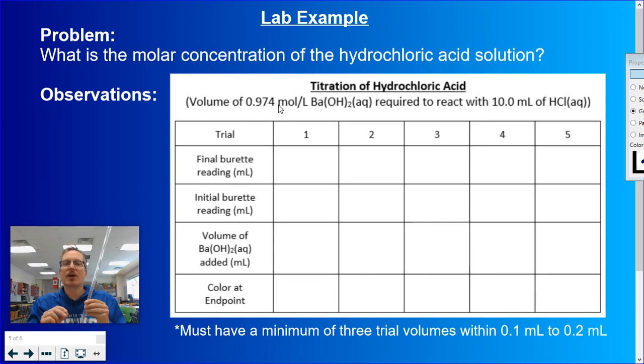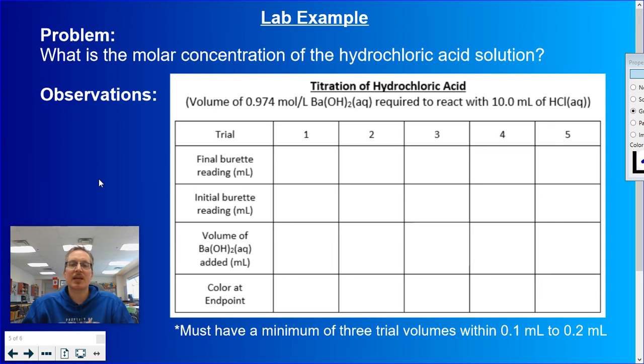When we do, we're going to turn off the burette. We're going to record the final burette reading for trial 1. Now, the difference between doing a titration lab and all other labs is that, because we have to get a minimum of 3 trials within 0.2 milliliters, we are going to do a calculation in the observation table.